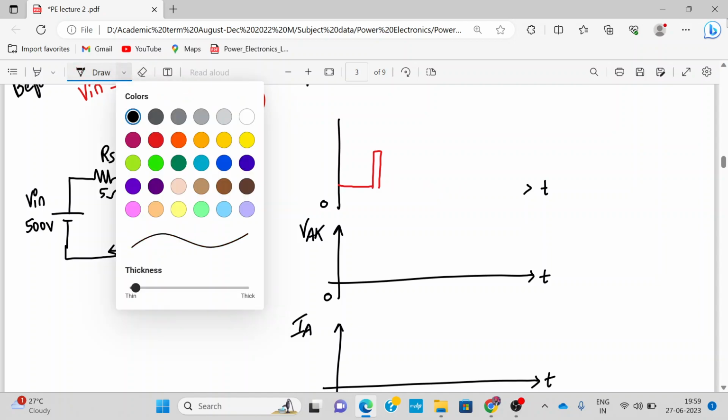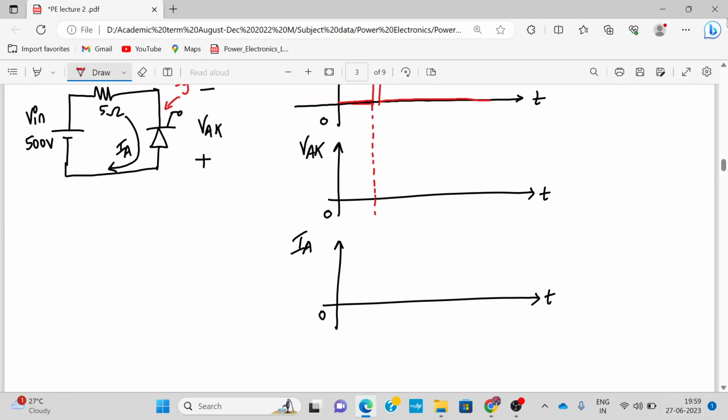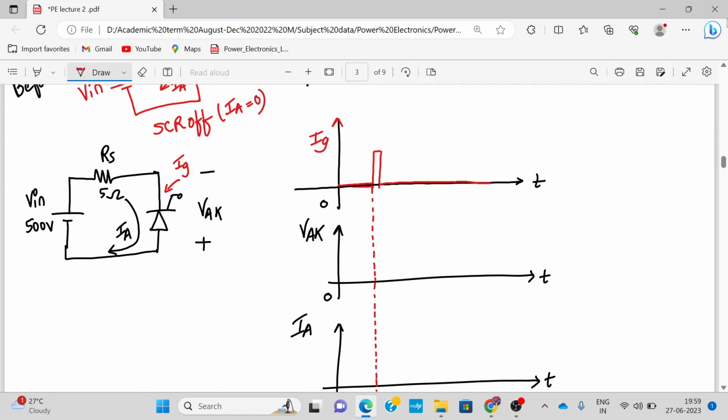Okay, let me draw it again. So this is my trigger signal. It remains off and it's on for a very short duration. So this is my IG. With respect to this, we have to draw the waveforms for voltage across the SCR, anode to cathode voltage, and the current flowing through the SCR. Alright, so let's see this behavior.